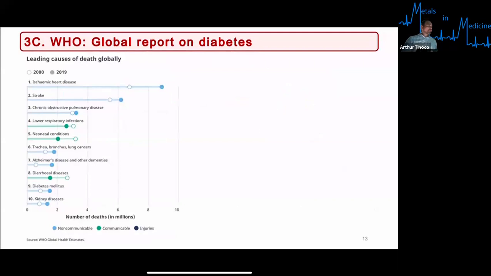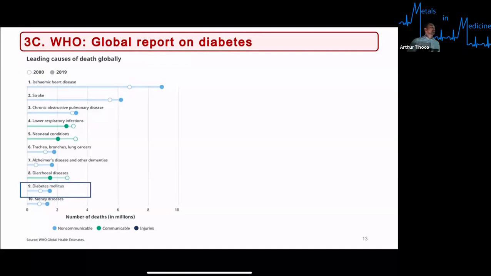So here, maybe a little hard to see, is the global report on diabetes, looking at data up to 2019. According to this, diabetes is listed as number 9 among the leading causes of global death. The white marker and the blue marker basically show you this growth in time, from 2000 to 2019.